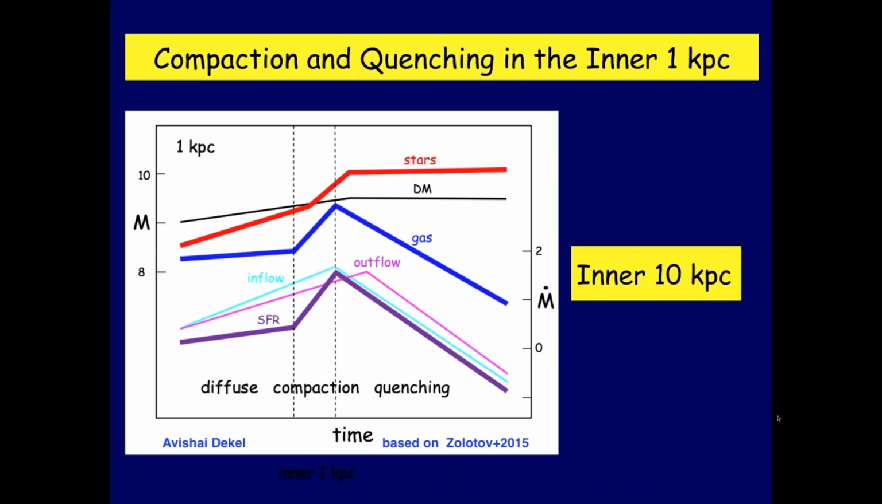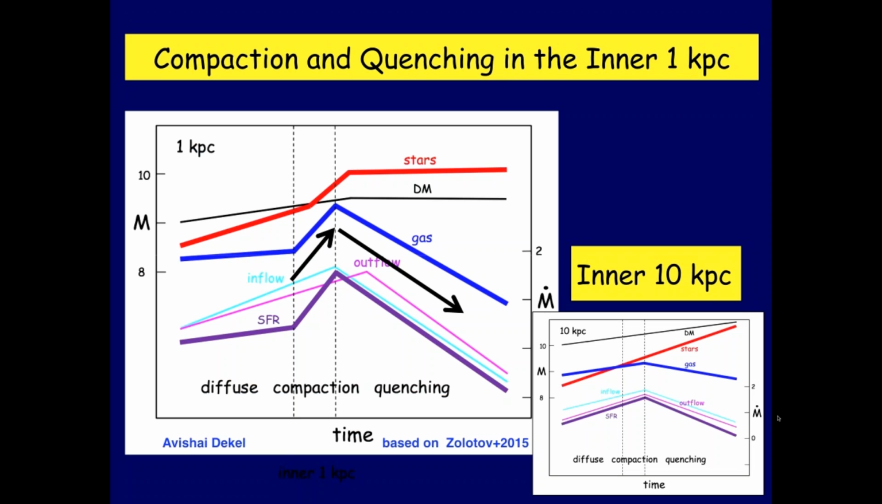So let me now summarize how this works in individual simulations. These are cartoons by Avishai Dekel from the Zolotov paper. And what we're going to do is look first at the inner kiloparsec and then at the inner 10 kiloparsecs. So what happens in the inner kiloparsec is that there's a rapid inflow of gas in this regime that we call compaction between the two dashed vertical lines. The gas flows into the very center of the inner kiloparsec of the galaxy, and there's a rapid increase in the numbers, the mass of stars in that region.